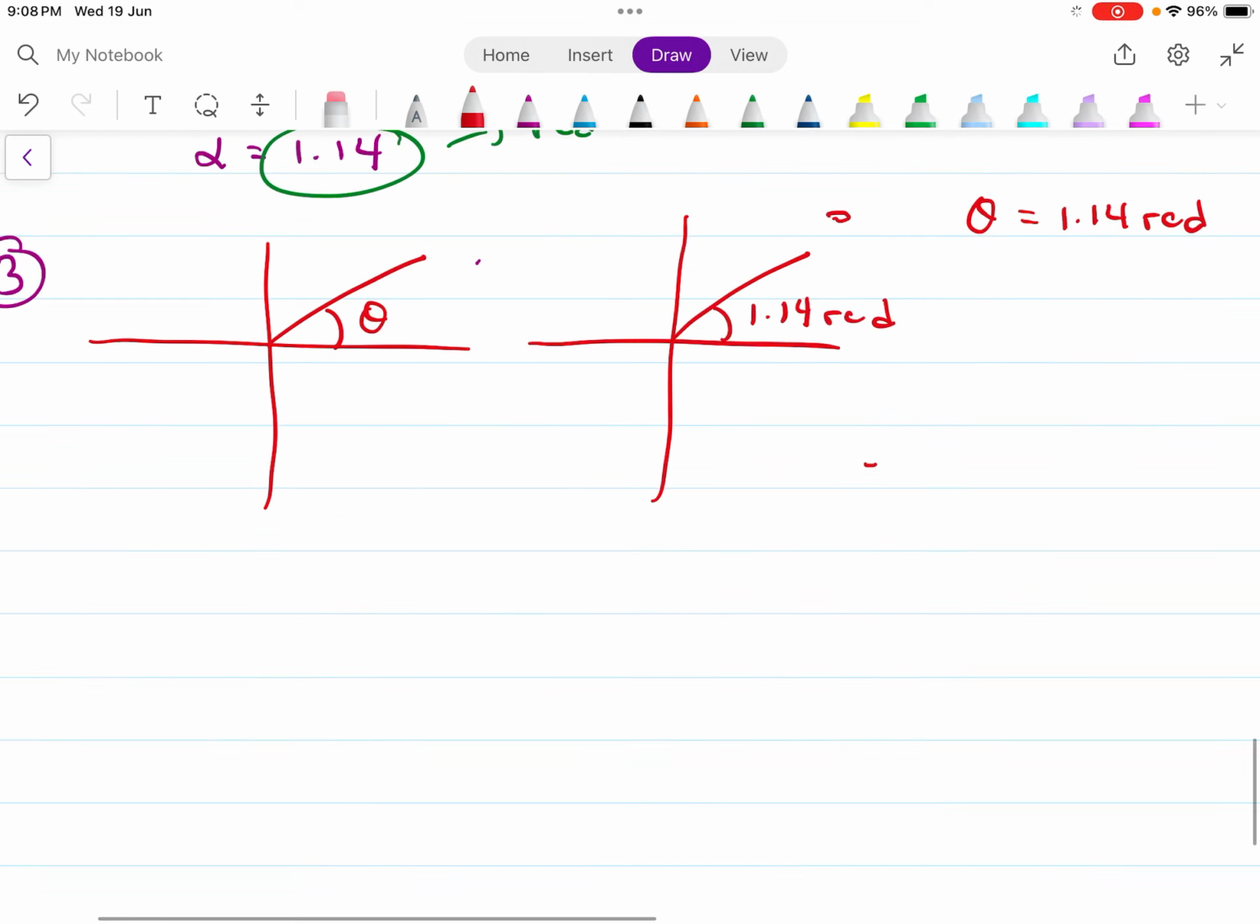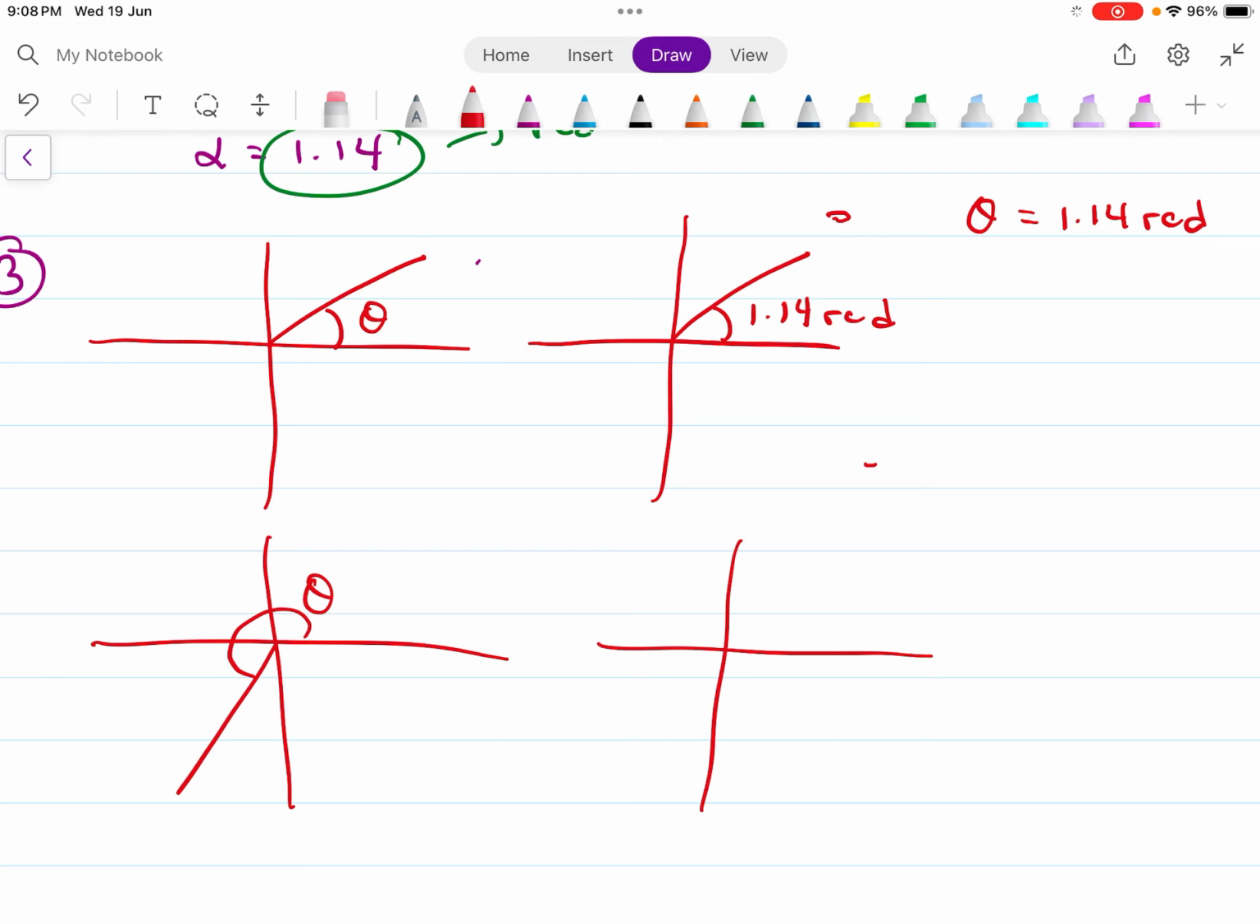The second answer will be in the third quadrant. The third quadrant is here. For example, I rotate all the way, theta here, so this will be 1.14. This part is pi, so theta is equal to pi plus 1.14. So the second answer for me is about 4.28 radian. So that is how I solved this question 3.